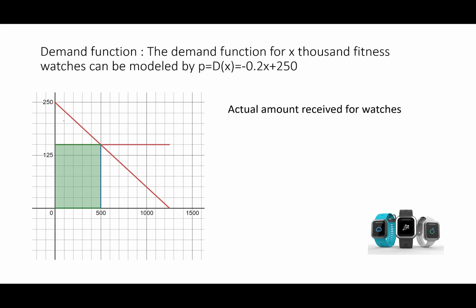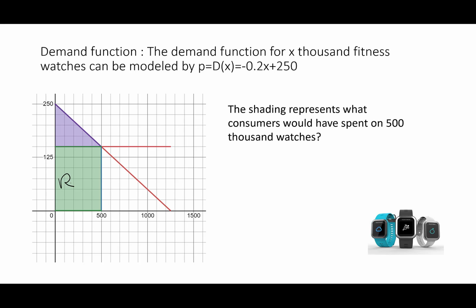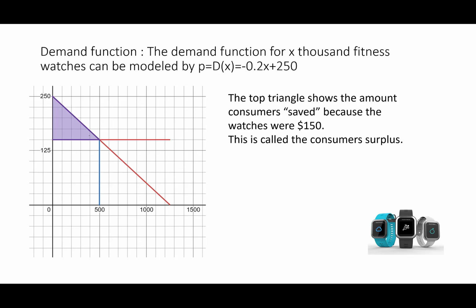Now there's this extra piece above the graph, and that's what I really want to spend time talking about. The green area represents the revenue. The purple area above it represents the money people would have spent if the price wasn't $150. So what that means is there were people that were willing to spend $200 or $250. So as the price went down and more people bought, there was this area here where people would have spent that money if the price had been higher. So that's what we call the consumer surplus. The top triangle shows the amount consumers saved because the watches were $150. We call this area the consumer surplus.